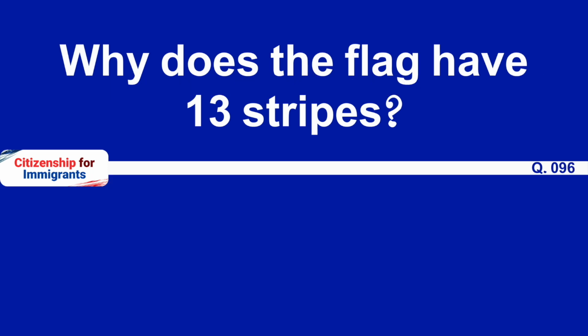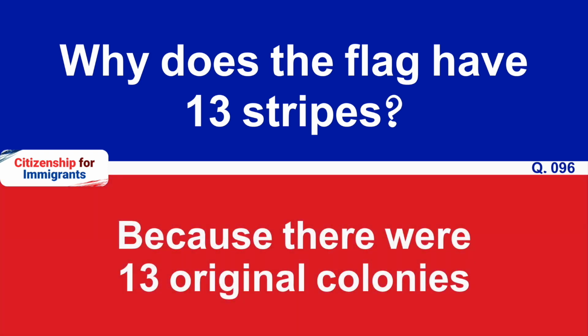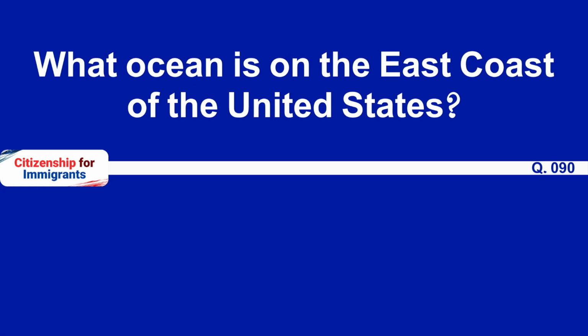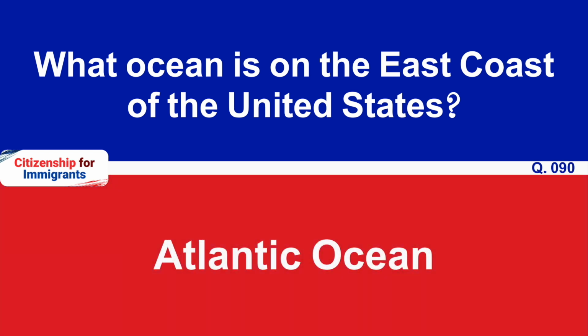Why does the flag have 13 stripes? Because there were 13 original colonies. What ocean is on the east coast of the United States? Atlantic Ocean.